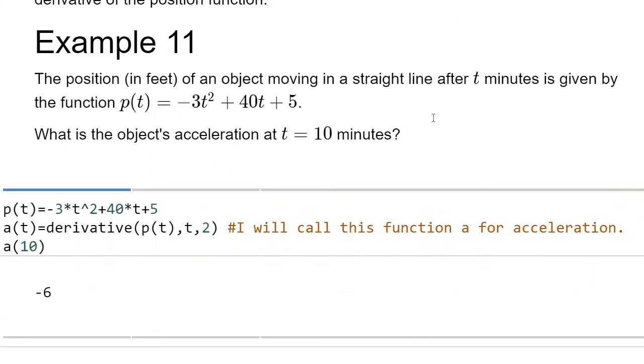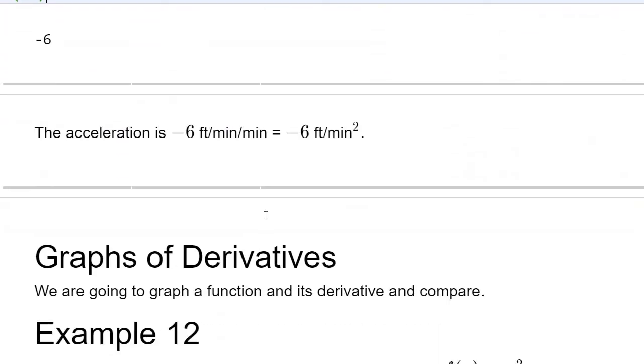Okay, so here's the position function that we had above. We found the velocity of this before. Now I want the acceleration of this object after 10 minutes. So I define my function p. I took the second derivative of p, which is acceleration, so I called it a for acceleration. And once I had that function, I plugged in t equals 10 minutes, and I got -6. So the acceleration is -6 feet per minute, which normally we write as feet per minute squared.